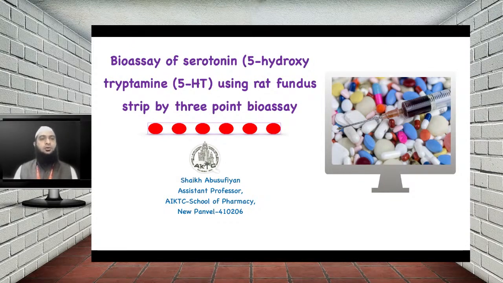Today we'll study the bioassay of serotonin, also called 5-hydroxytryptamine, using rat fundus strip by 3-point bioassay.